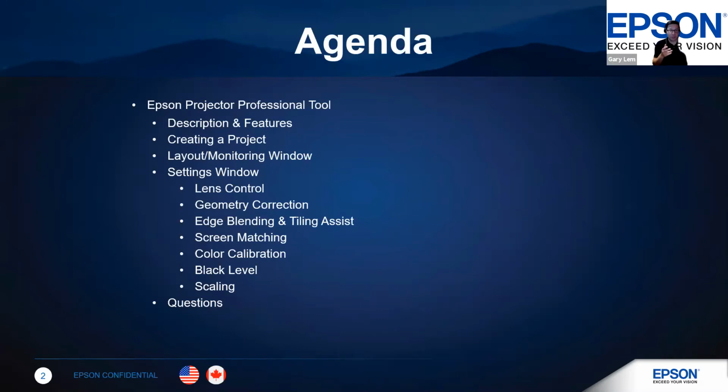So I'm going to launch it. We're going to see how the cause and effect happens within some of the tabs. One is the lens control, as well as the initialization, as well as the geometric correction. When it comes to the edge blending, screen matching, color calibration, black levels, and scaling, that's going to go back to the PowerPoint presentation.